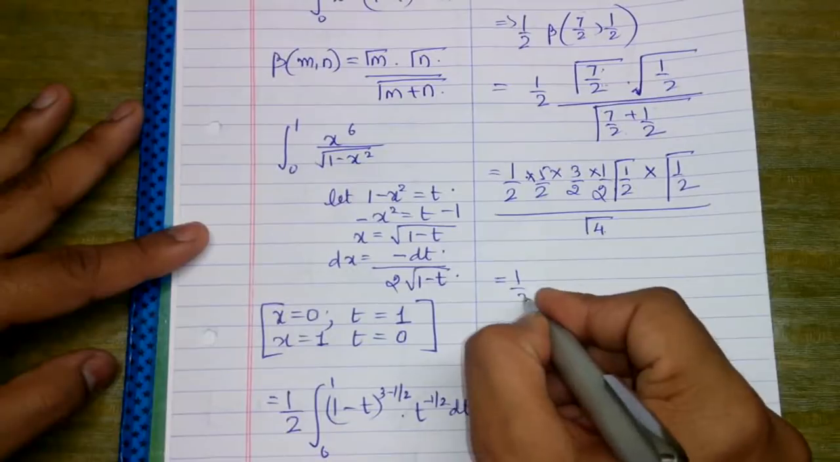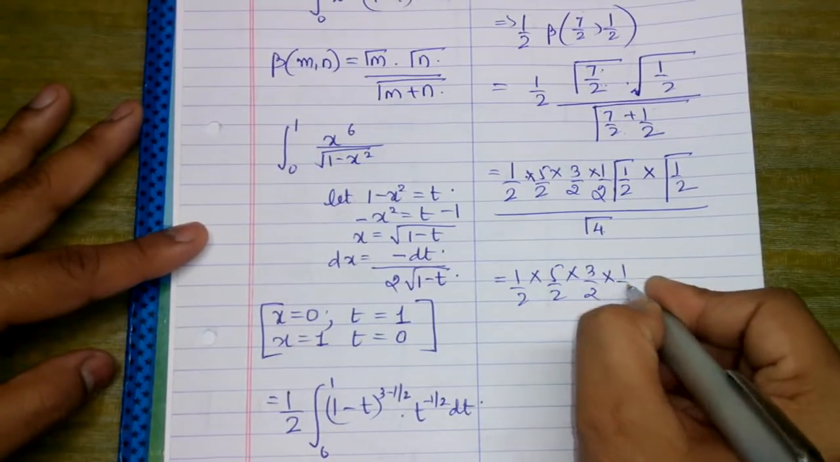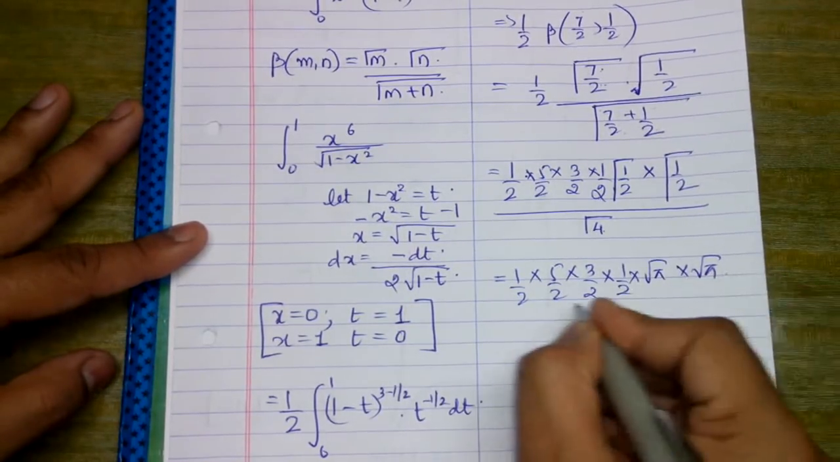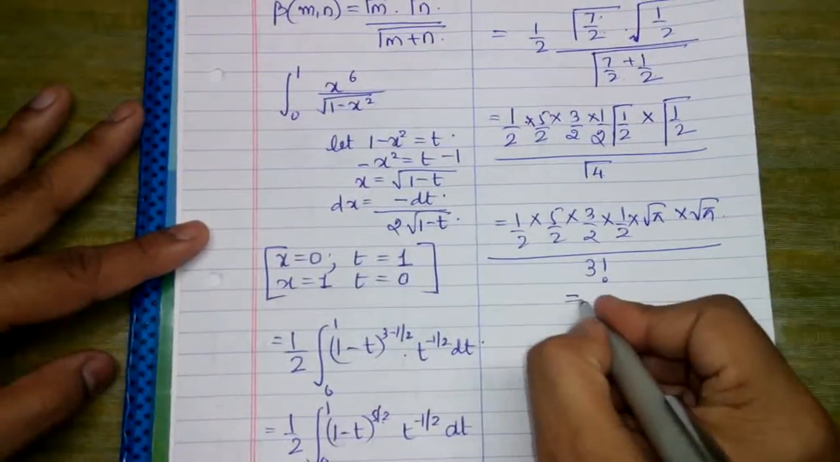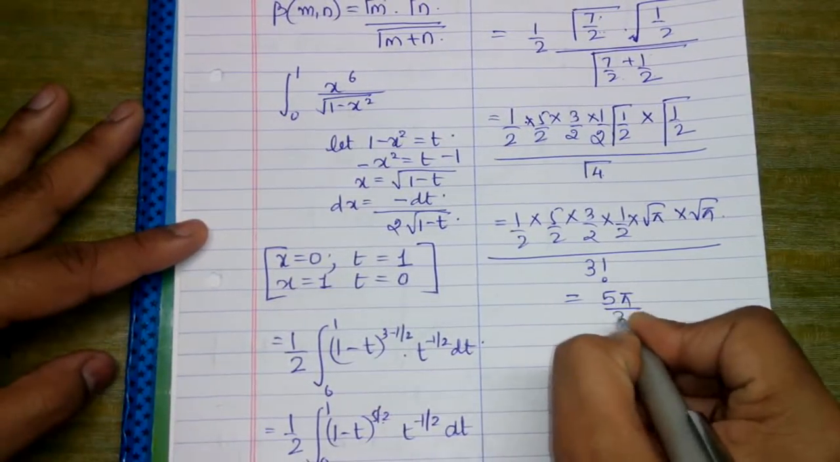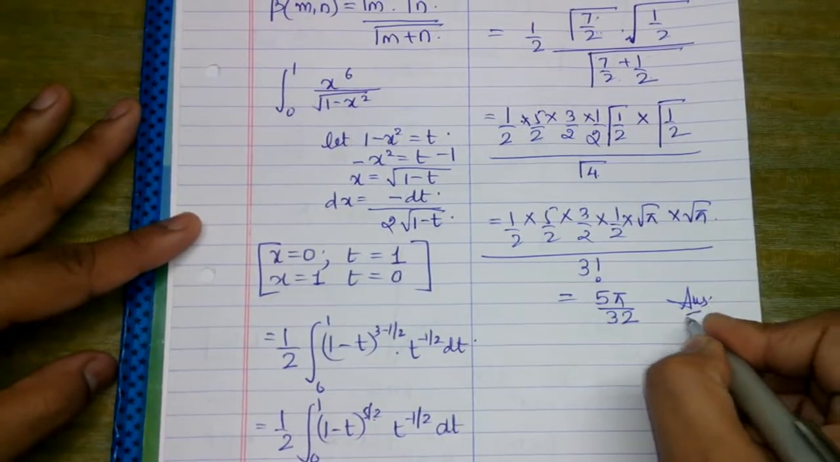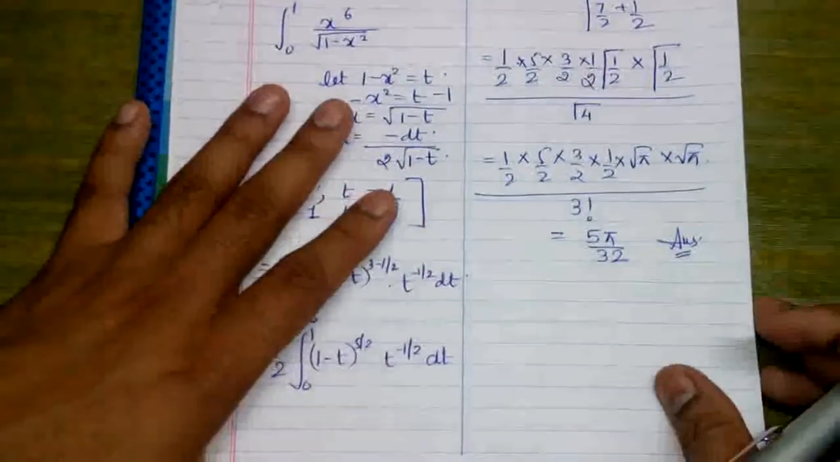So this will be 1/2 into 5/2 into 3/2 into 1/2 into root pi, and this will also be root pi, whole upon 3 factorial. So when we solve it, we will get the answer as 5 pi by 32. So this is actually the answer. And only this much we have to study in the beta functions.